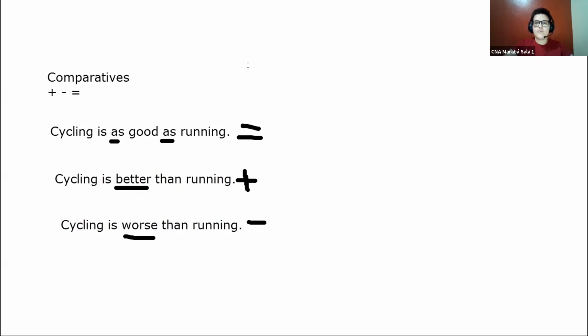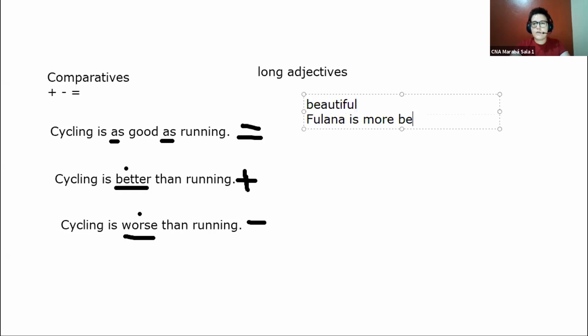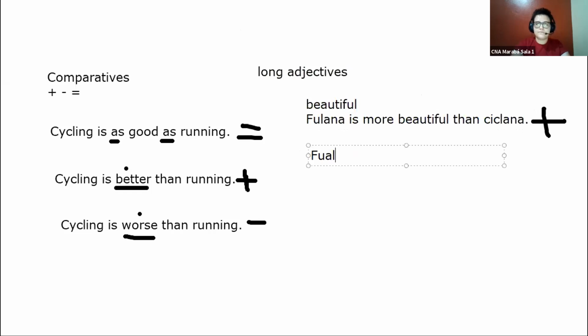But like we saw before, when we use long adjectives, I cannot use specific words like better and worse. When I use long adjectives, I have to use a different construction. So for example, for the adjective beautiful, I have to say that Fulana is more beautiful than Ciclana. Okay, here I am saying that Fulana has a superior beauty than Ciclana. Or I can say that Fulana is less beautiful than Ciclana.